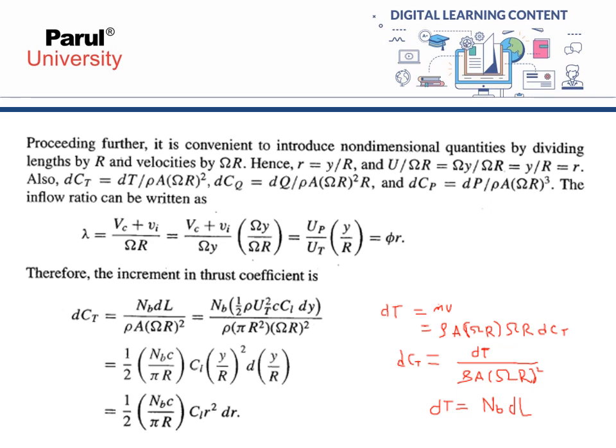Therefore, the increment in thrust coefficient dCT is equal to Nb dL divided by rho A omega R whole square, is equal to Nb in bracket 1 by 2 rho Ut square c into Cl into dy divided by rho pi R square into omega R whole square. Now this is equal to 1 upon 2 Nb into c by pi R into Cl into y by R whole square into dy by R, d of y by R. Then 1 upon 2 Nb c by pi R Cl r square into dr.